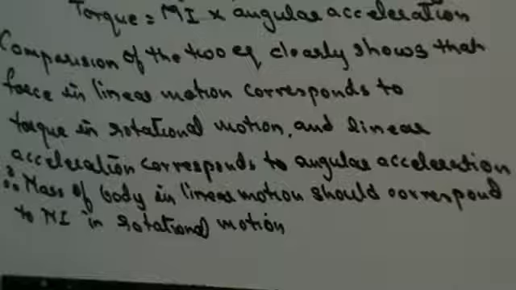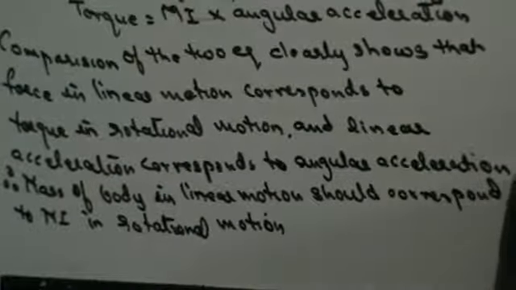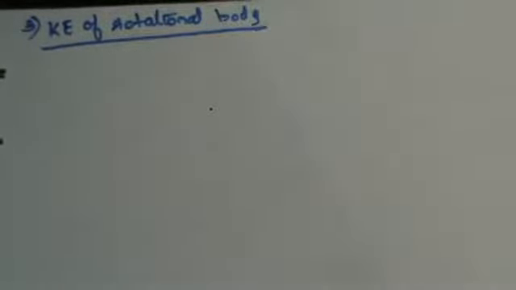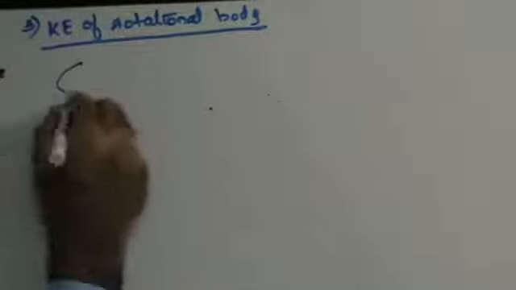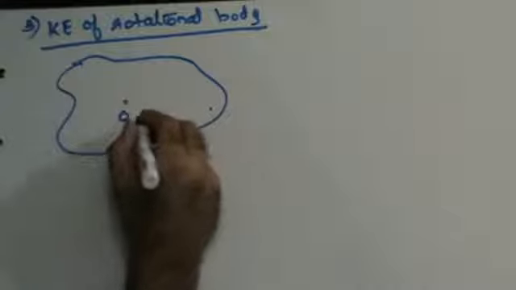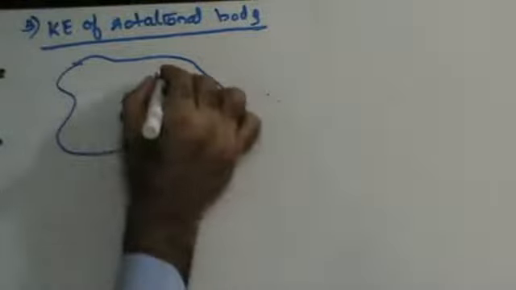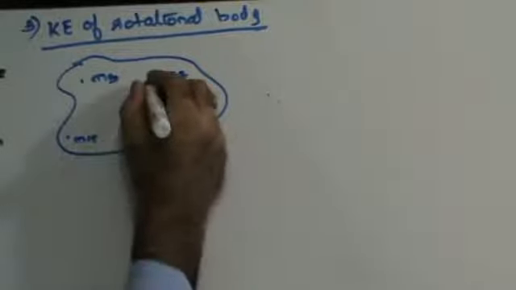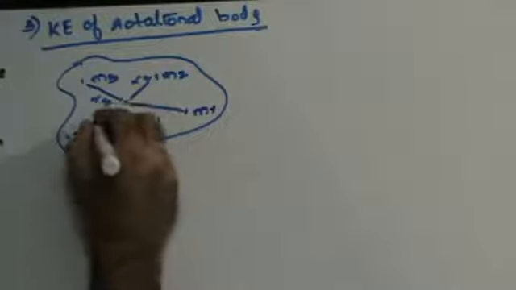Next, let us try to get the kinetic energy of a rotating body. Let us try to find out the kinetic energy of a rotational body. Now, let's consider a rigid body. Let's assume that this is my axis of rotation. Let's consider a body with masses m1, m2, m3 and m4 at distances r1, r2, r3 and r4.